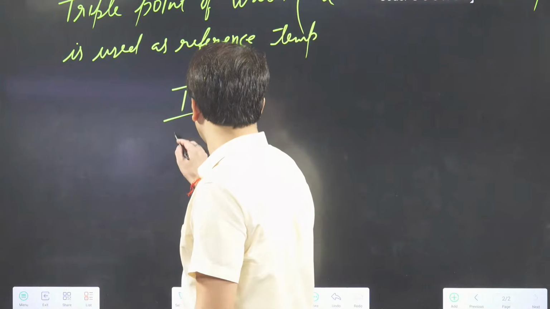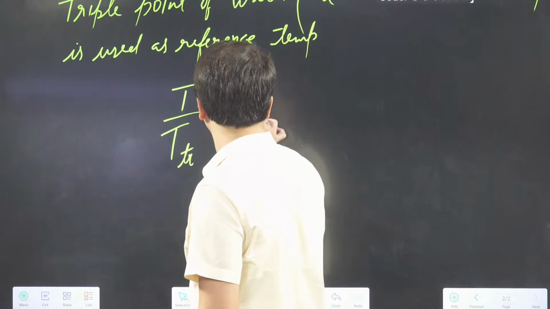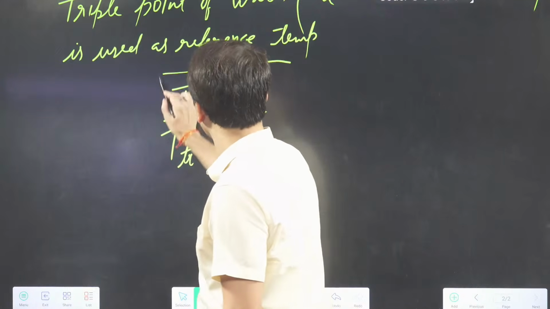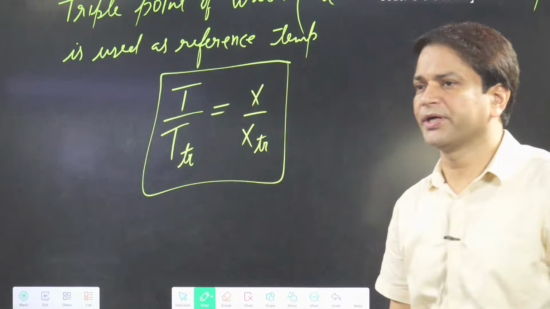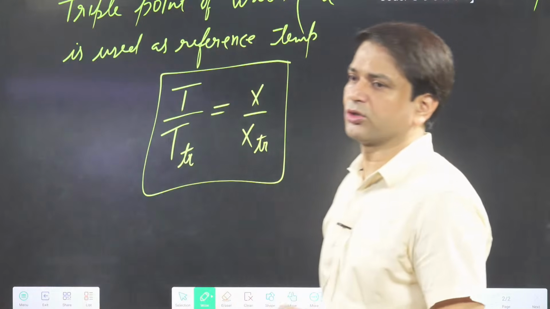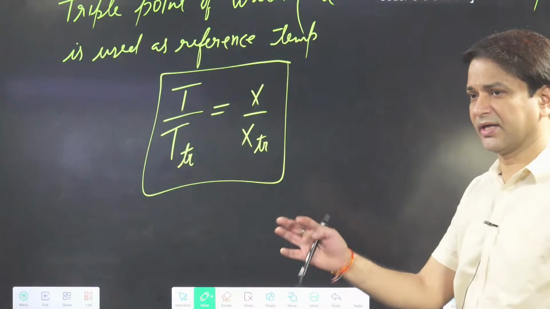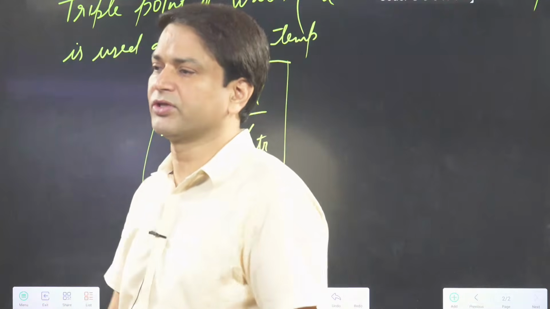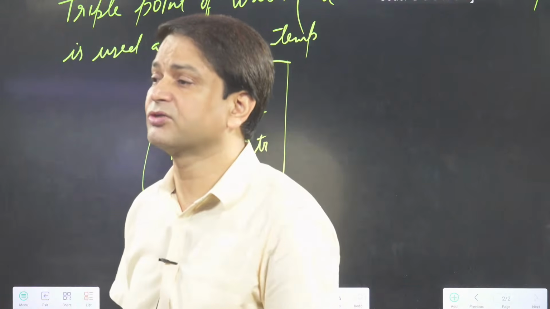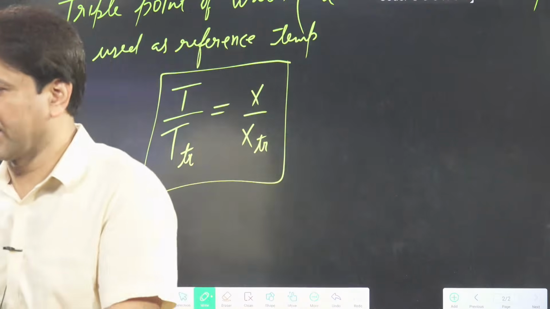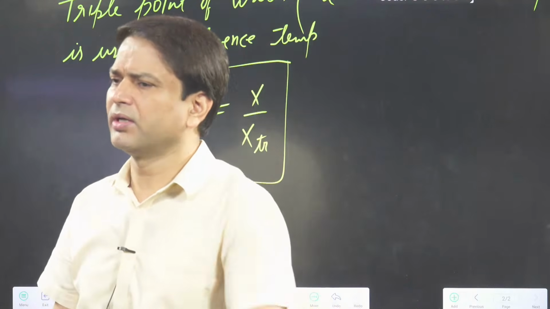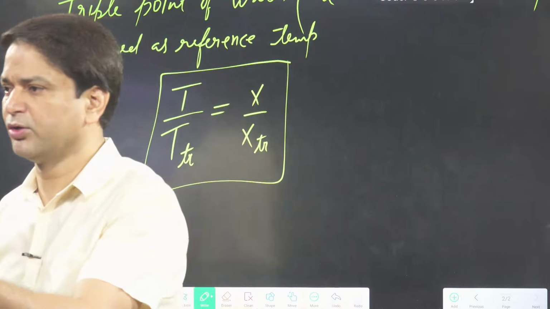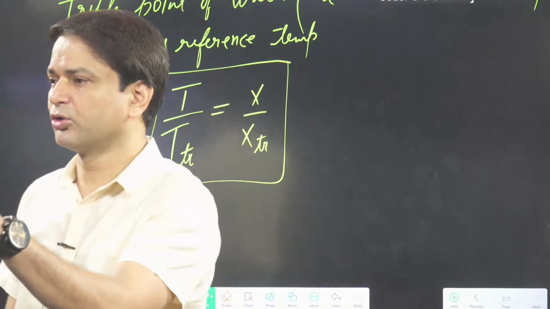Like Charles law or Gay-Lussac law, for the triple point thermometer we will use this relation: T upon TTR is equal to X upon XTR. What is the meaning of this? X is any property that changes with temperature, like pressure of a gas or volume of a gas. So here X we can take either pressure or volume. Everybody knows Charles law, later that also we will discuss. Which relation will we use to find the temperature? T upon TTR is equal to X upon XTR.